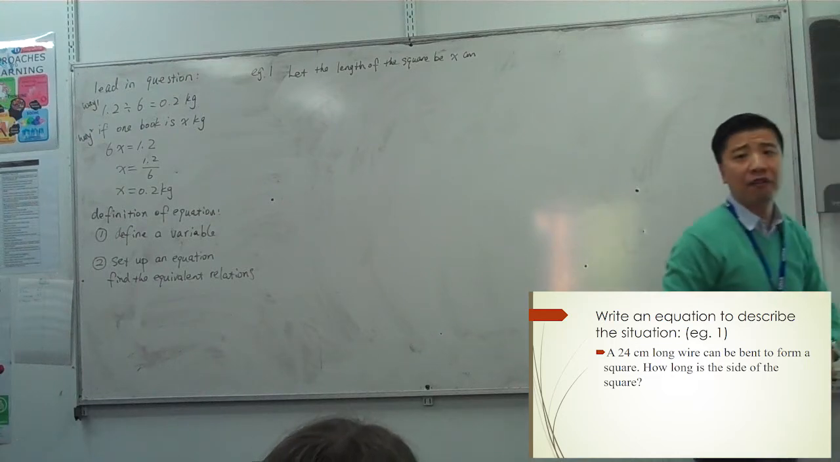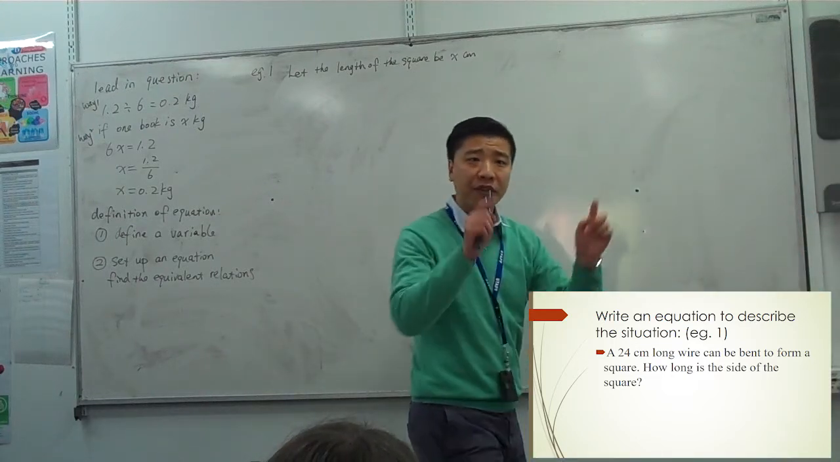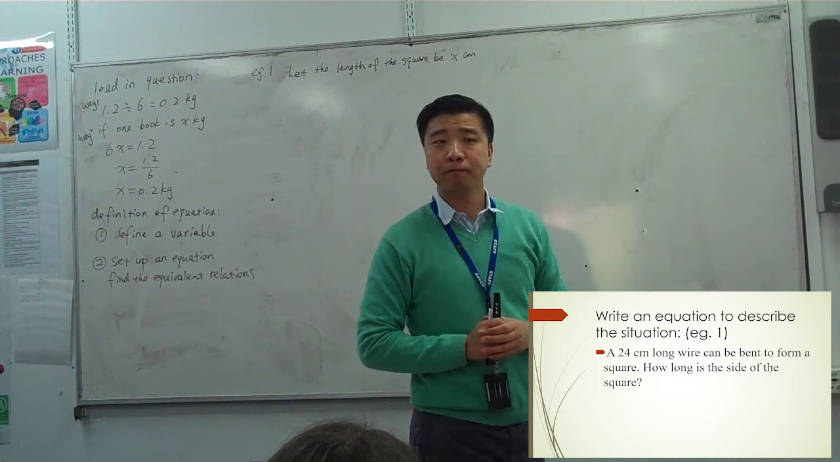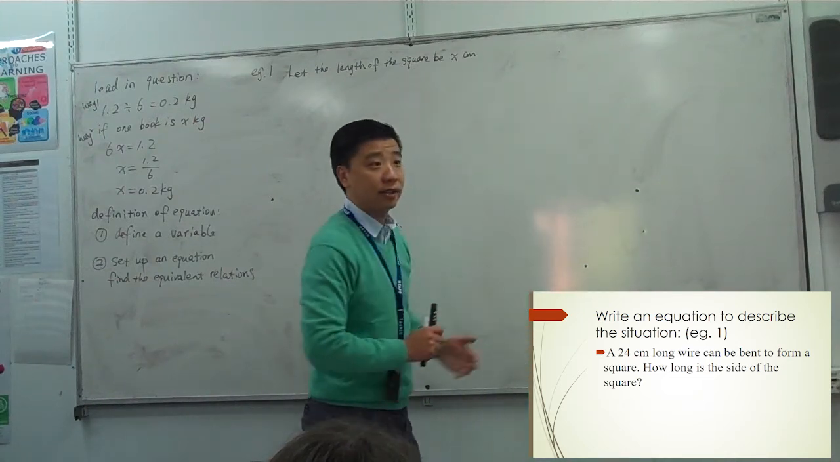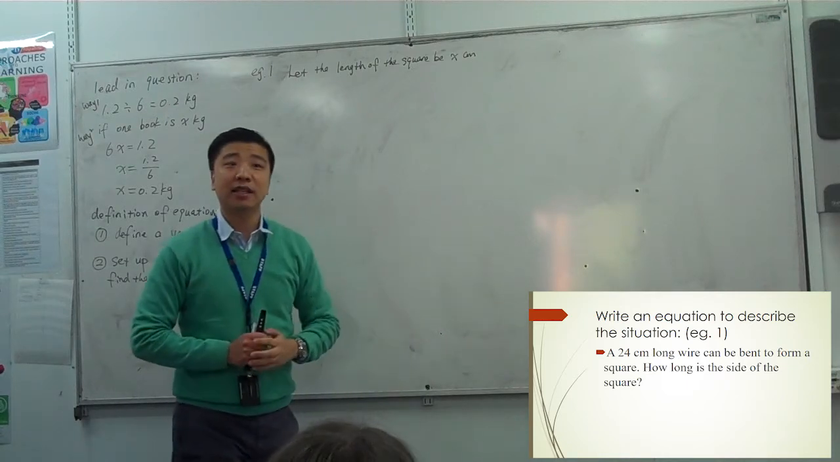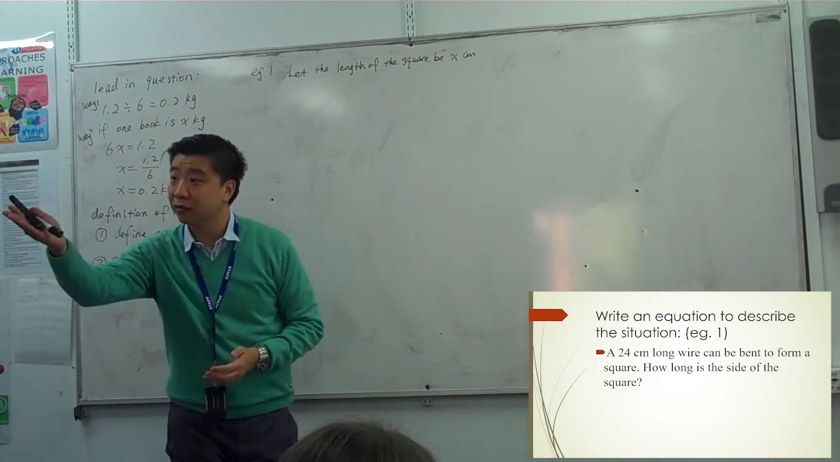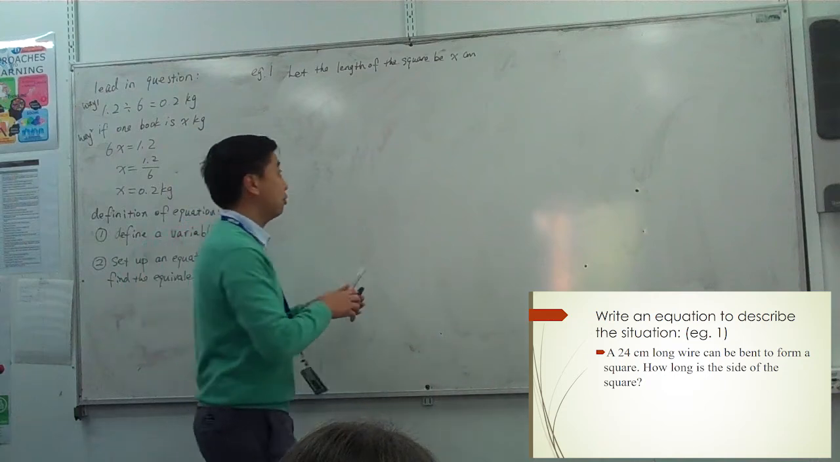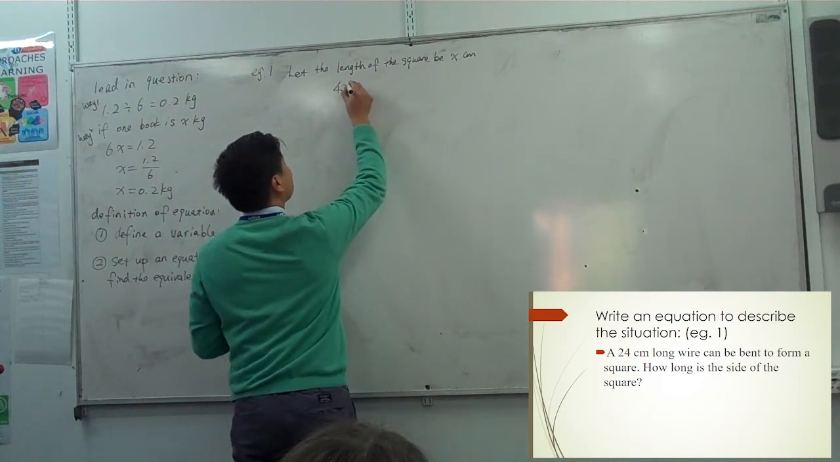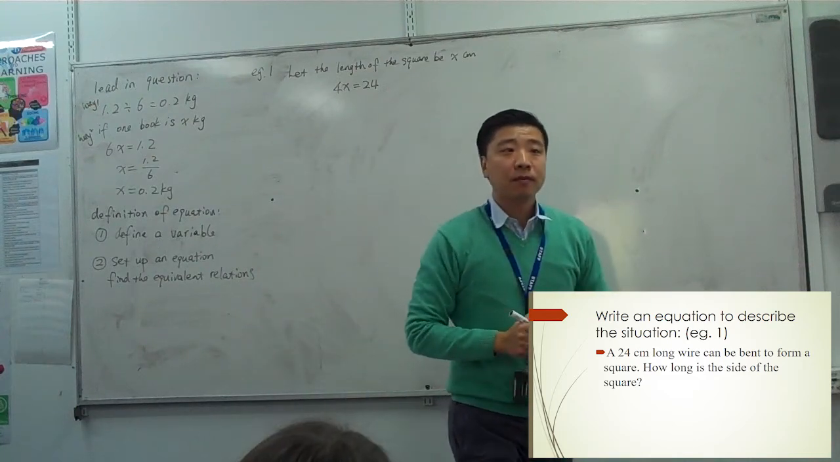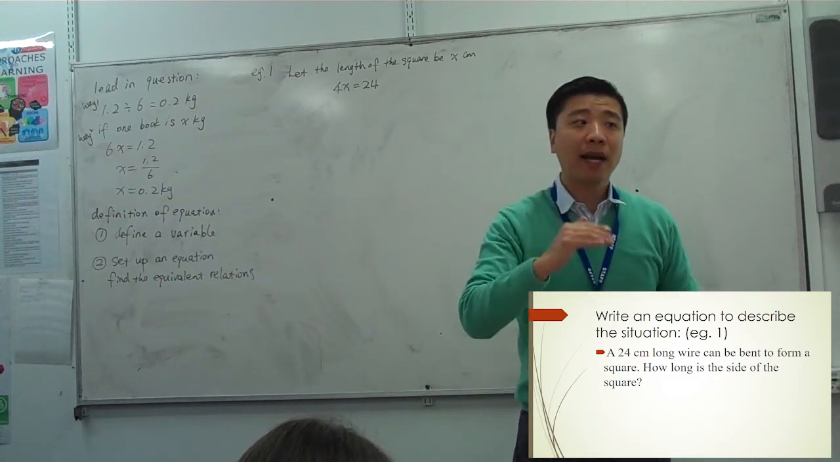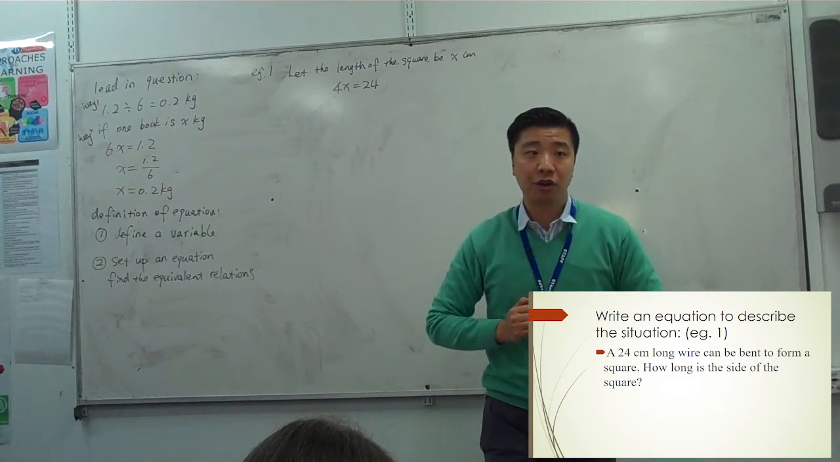And then how can I find the length of the side? Divide by 4. But how can I use X? One side is X. How about 4X? 4X. Good. 4x equals 24. Very good. Now, we only write down the equation, we do not solve them.